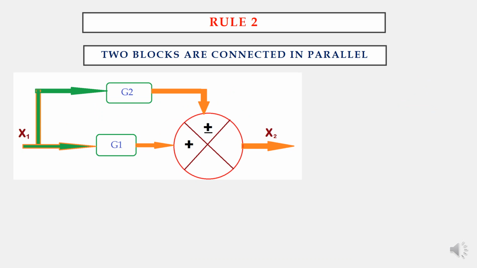Next, rule number 2: two blocks are connected in parallel. Here X1, G2. Here X1, G1. What is X2? Addition of both the signals, X1 G1 plus or minus X1 G2. Take X1 common: X1 times G1 plus or minus G2. When two blocks are connected in parallel, what is the resultant block? It is a summation of both the blocks.